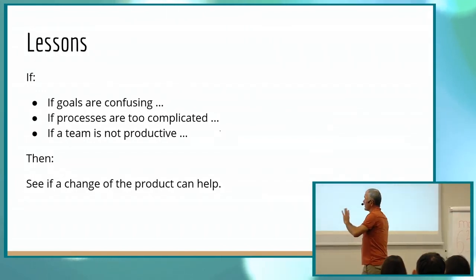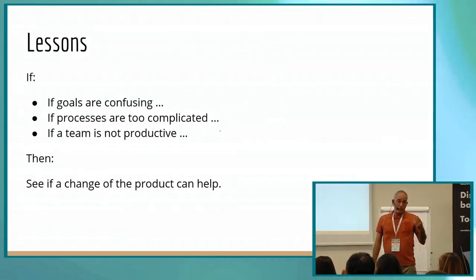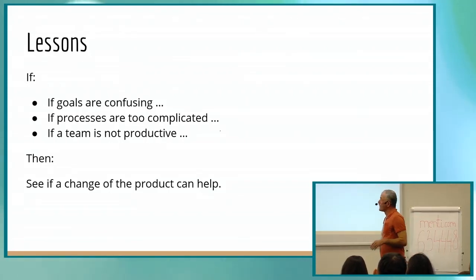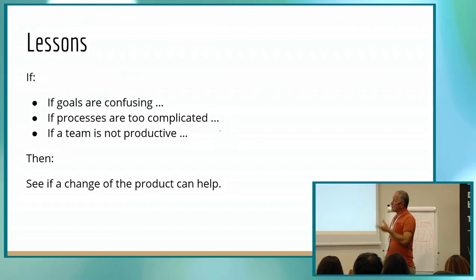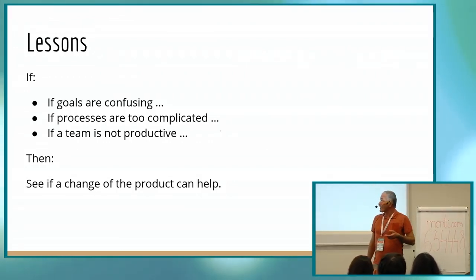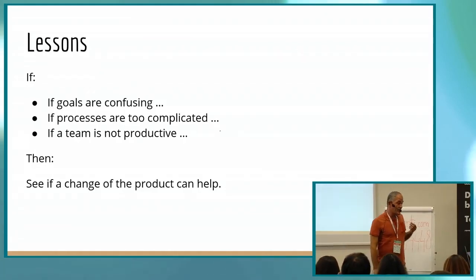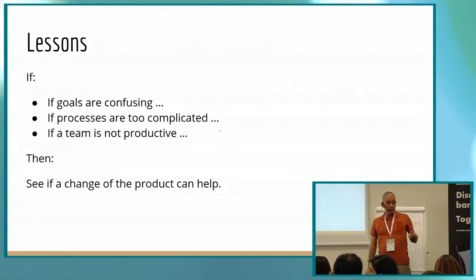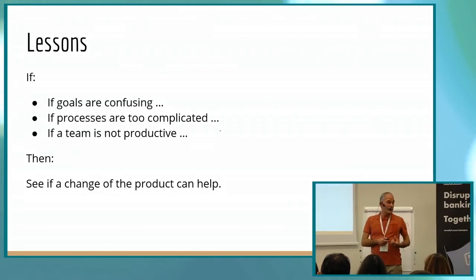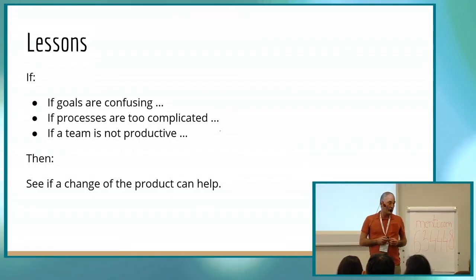So what I take out of this is where we can possibly apply this way of thinking. If for teams goals are confusing and processes are too complicated, or if a team is not productive, then see if a change of your product can help. Because if you change the architecture of your product, you might get new possibilities in having processes that work for a team.